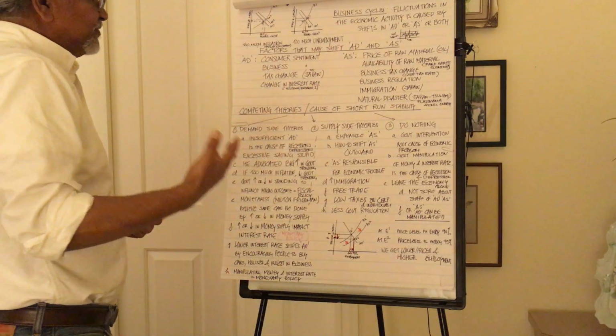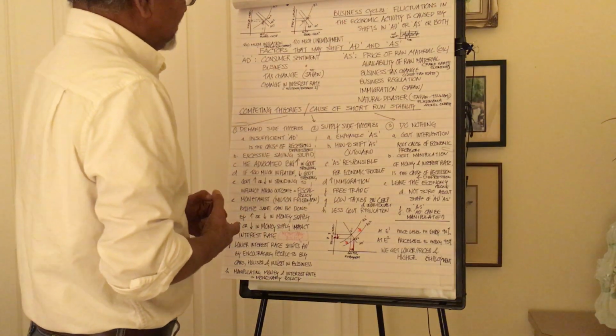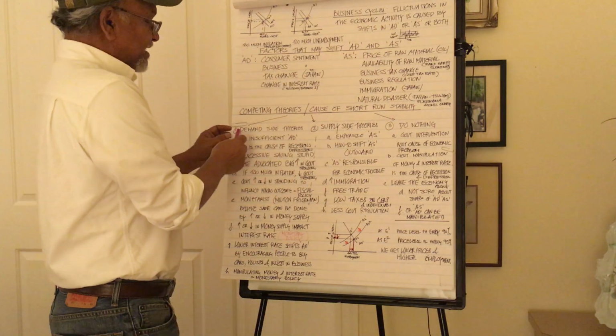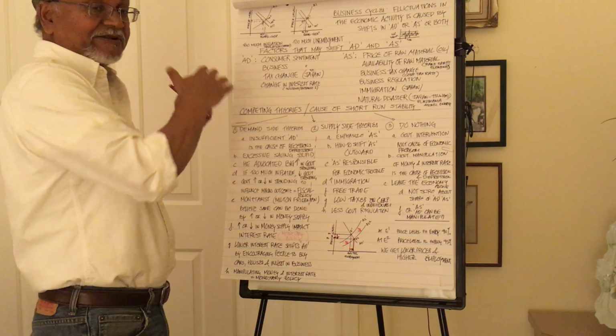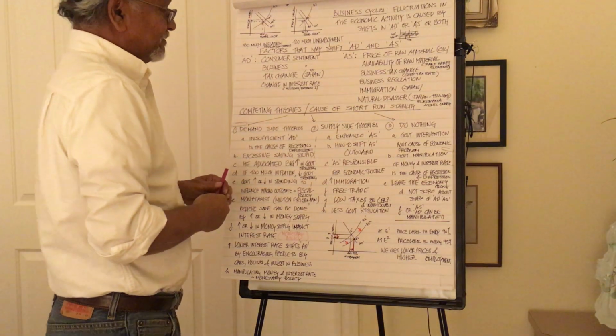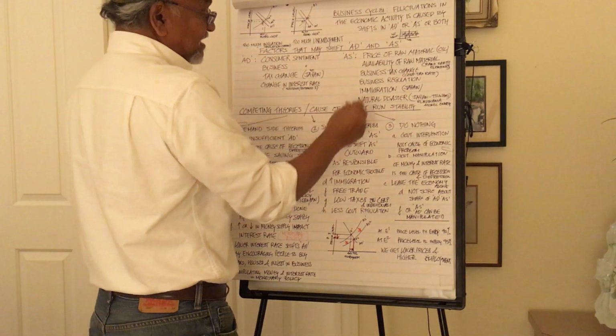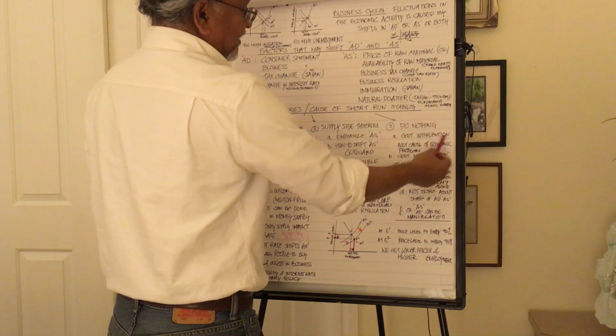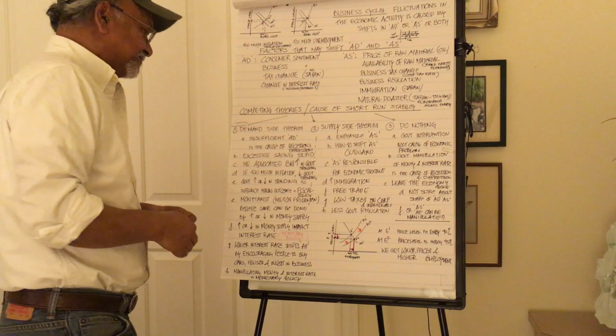So now there are different theories about what causes recession or instability in the market. There are demand side theories that emphasize the aggregate demand part of the equation. There are theories that emphasize the supply side of the equation, the aggregate supply curve. And then there's another school called the Do Nothing School, which we'll talk about very soon.